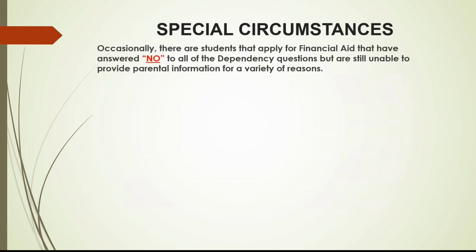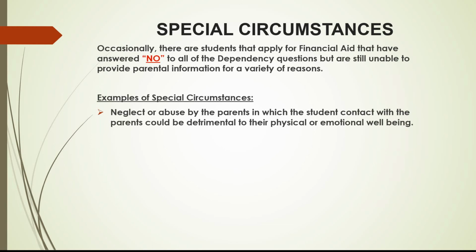Now, in order to do that, there has to be special circumstances that weren't listed. So occasionally that happens where a student answered no to all those 13 questions, but still can't provide parental information for a variety of reasons. And this could include neglect or abuse by the parents, in which student contact with the parents could be detrimental to the student's physical or emotional well-being.